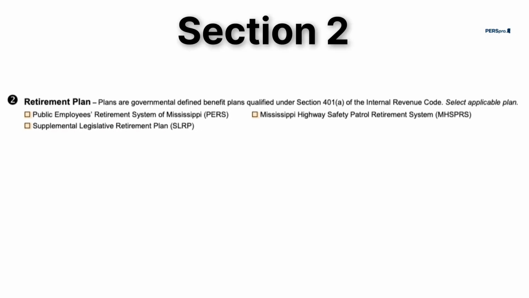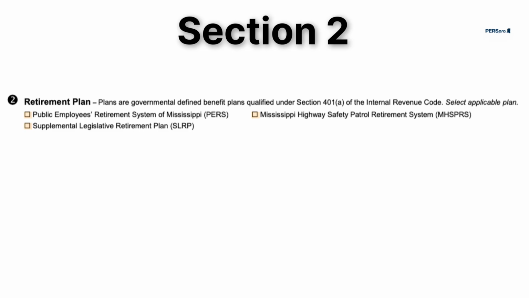Section 2, retirement plan, is brief and fairly straightforward for most. You must select the specific retirement system administered by Mississippi PERS that you are retiring from. You will see 3 checkboxes. Public Employees Retirement System of Mississippi, or PERS. This covers the vast majority of state employees, public school teachers, university staff, and participating local government workers.